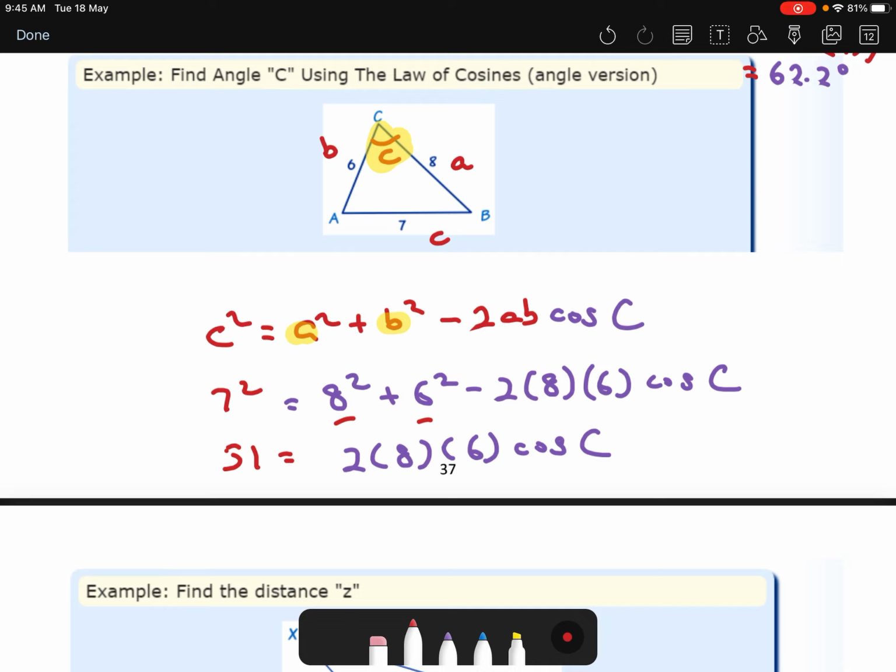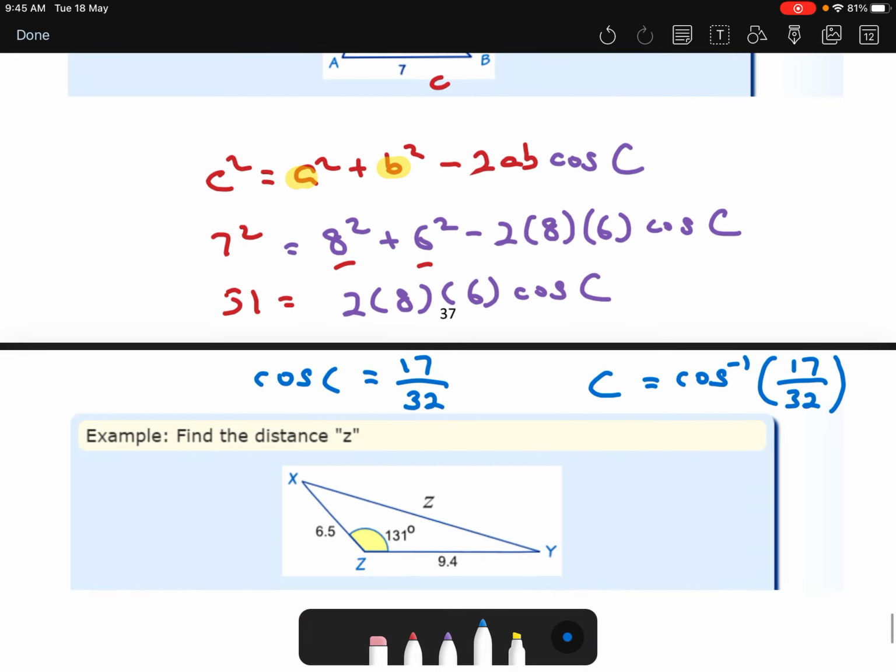2 divided by 8 divided by 6. So your cosine C is equal to 17 over 32. So angle C is cosine inverse of 17 over 32. Okay, so you should get about angle C about 57.9 degrees.